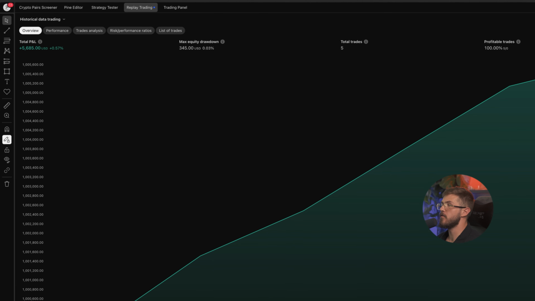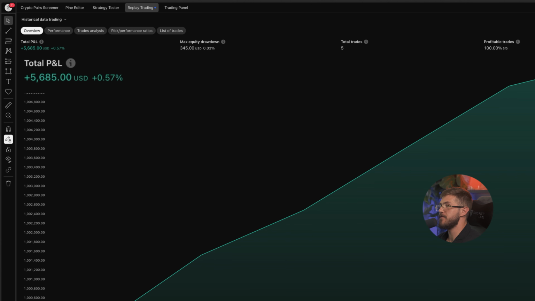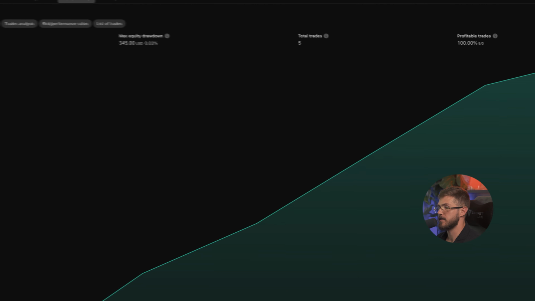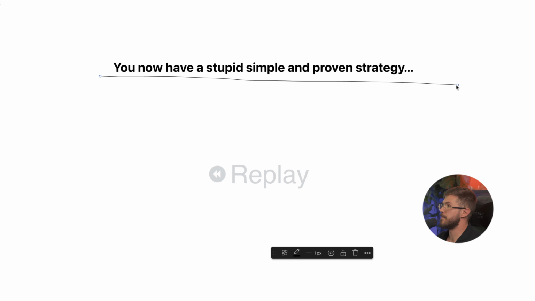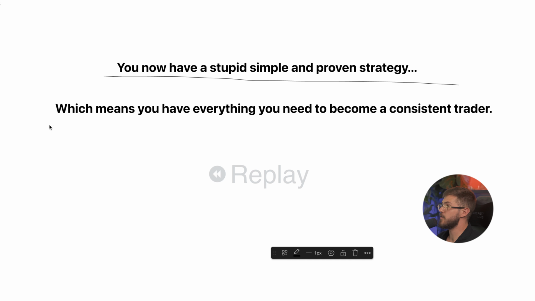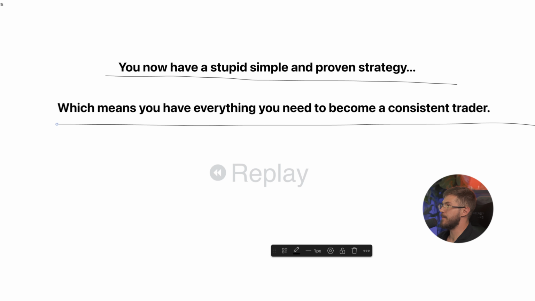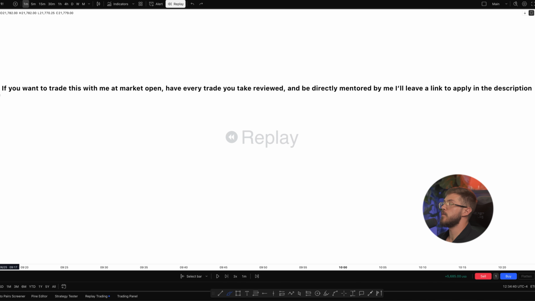And while it was only $540, that in 3 minutes isn't too bad to me. As you can see, over the last few weeks, you would have generated $5,600 in profit trading just one NASDAQ contract. You now have a stupid, simple, and proven strategy, which means you have everything you need in order to become a consistent trader.